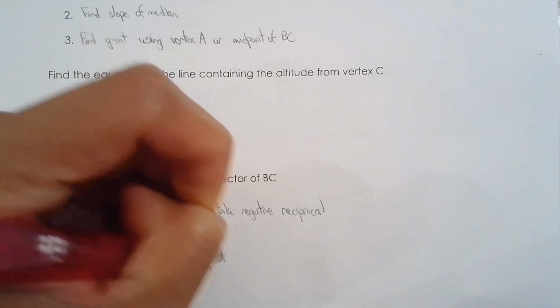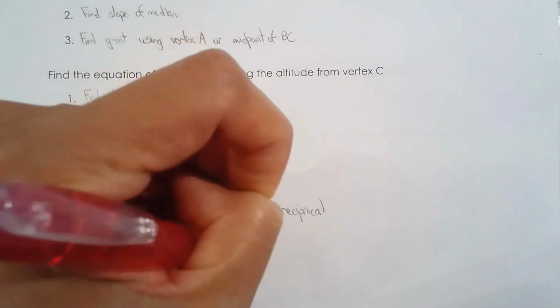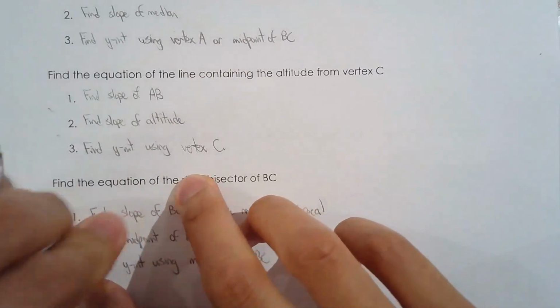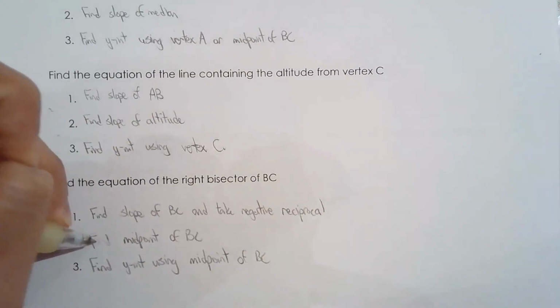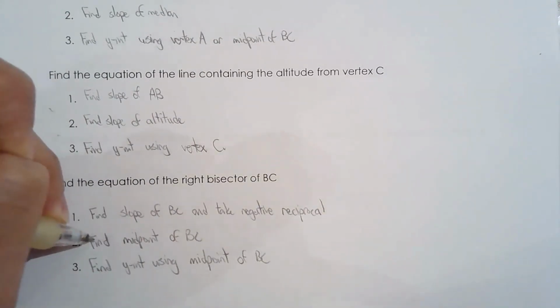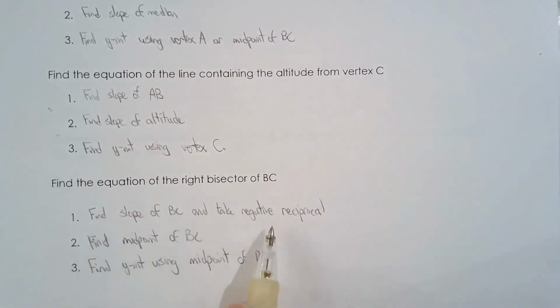Once again, this one you don't have a choice. You only have one point on the line, which is the midpoint. But that's all you need. You don't need 2 points. You just need 1 point. So find the slope of BC, take the negative reciprocal, because that will give you the slope of the perpendicular bisector. You need a point to help you find the y-intercept, and the only point you can really find is the midpoint of BC. And that's it.